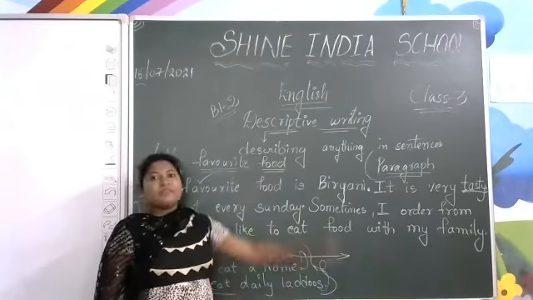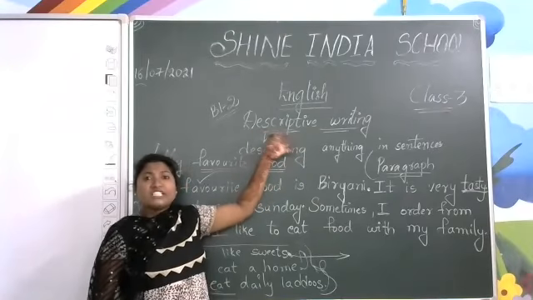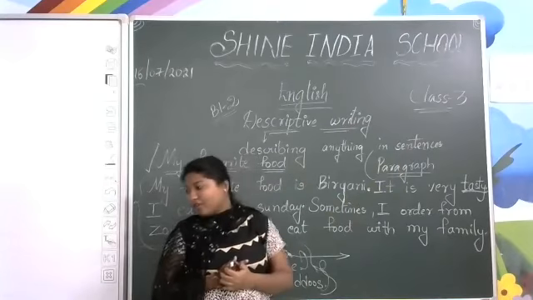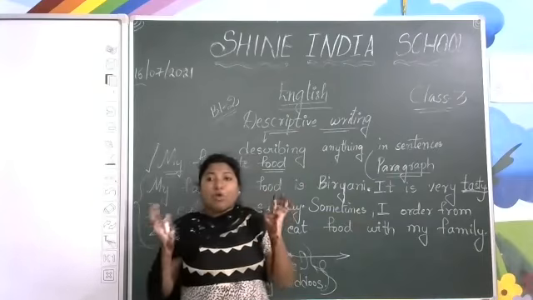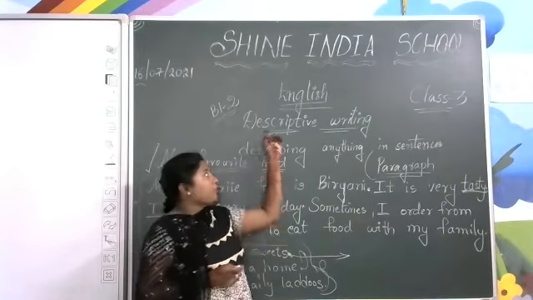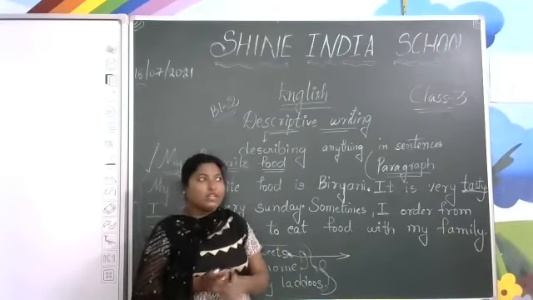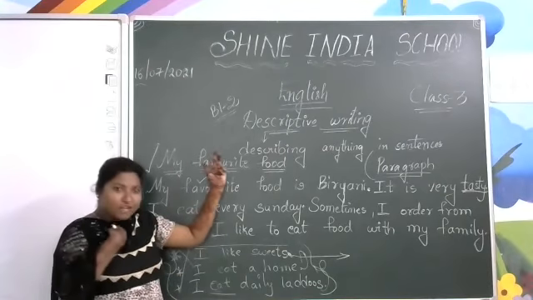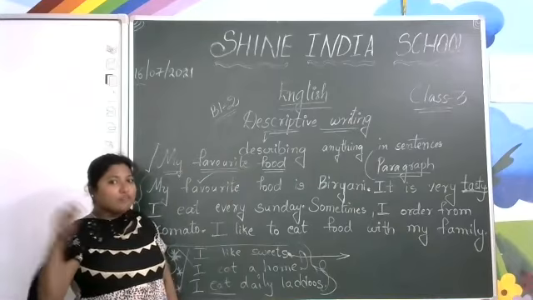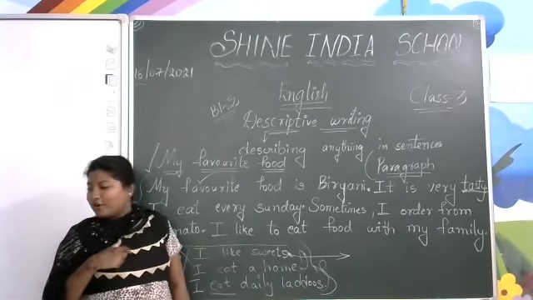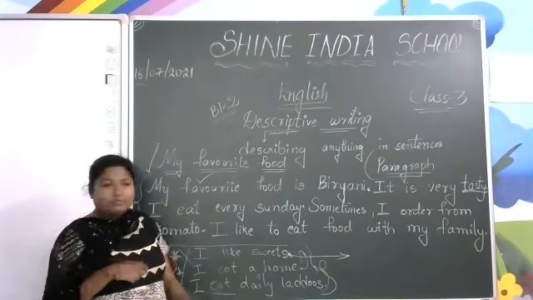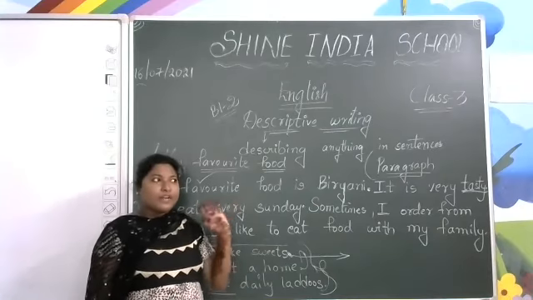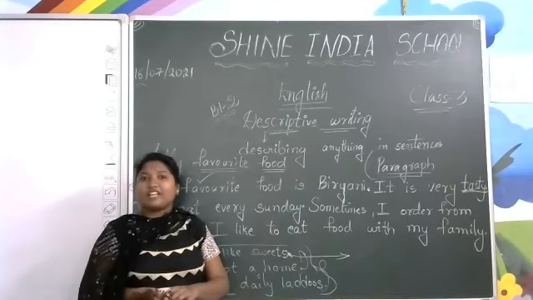What did we discuss today, children? Descriptive writing. What is descriptive writing? Describing anything in sentences, in detail. Descriptive means explaining more about anything. So, today we explained about which one? About my favorite food. So, for homework, on WhatsApp, I want to see your favorite food. Okay, children? Okay, then. Remember, writing a paragraph.